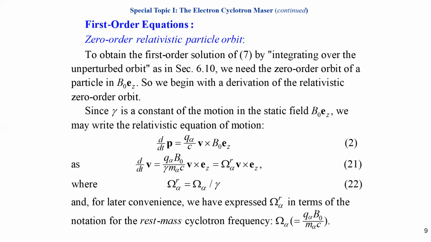To obtain the first order solution of 7, by integrating by part, integrating over the unperturbed orbit. As in section 6.10, we need the zero order orbit of the particle in magnetic field. So we begin with a derivation of the relativistic zero order orbit. Actually, we already did that before for non-relativistic, so for relativistic, just slightly change. Since gamma is a constant of motion, because in static magnetic field the Lorentz factor should be a constant of motion, we may write the relativistic equation of motion here.